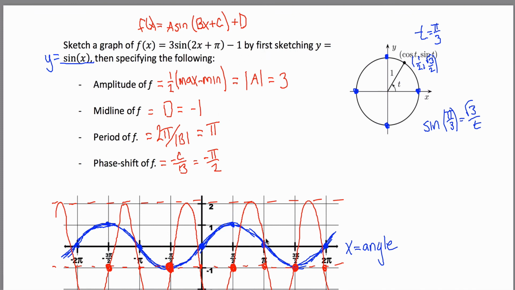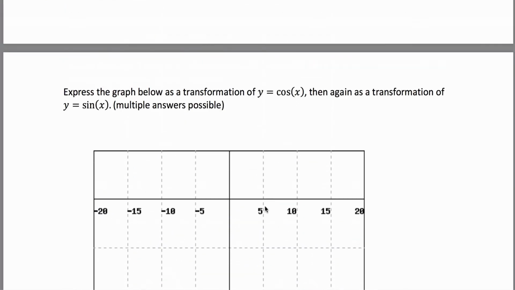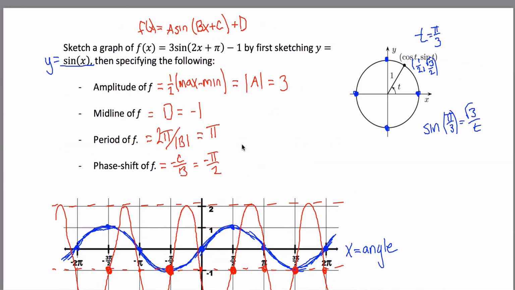So I'll do that example in the next video, and then there'll be a third one where you work backwards. You look at a graph, and you determine those 4 things, and then you tell me what the equation of it is. But those will be different videos, so I'll stop this one here.